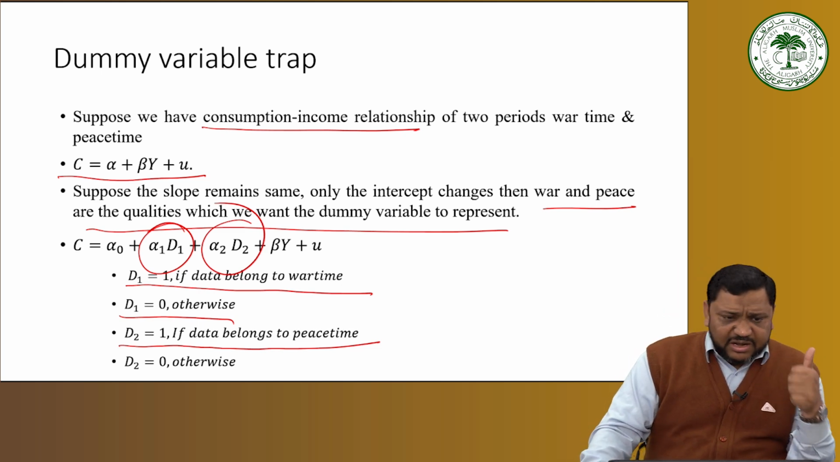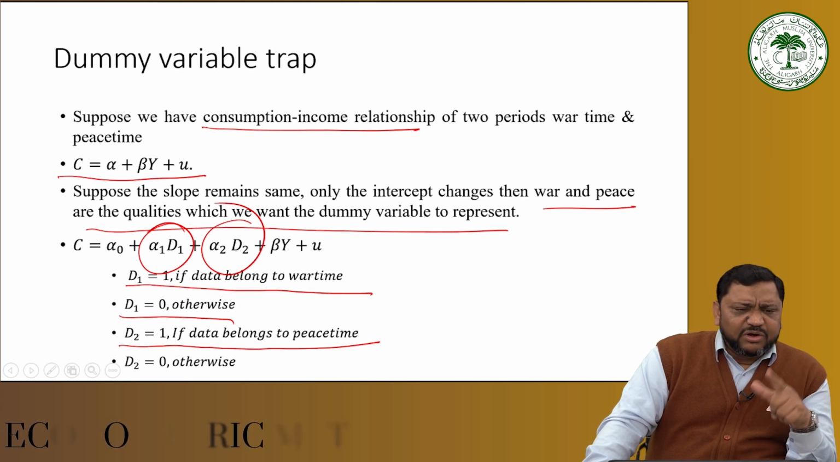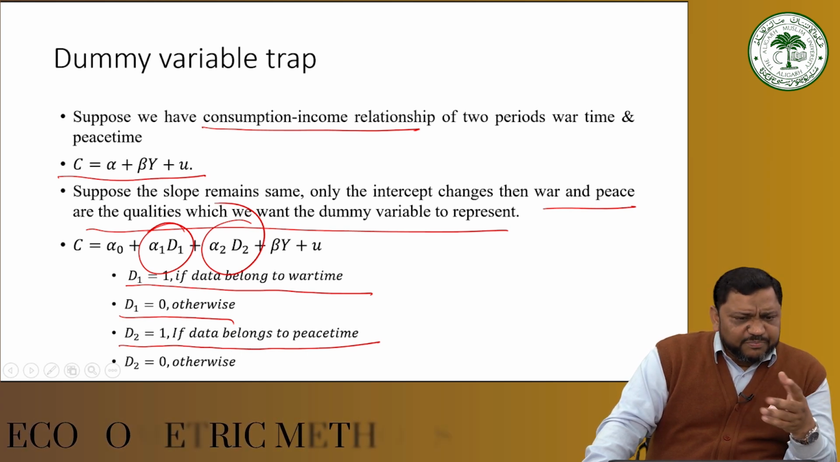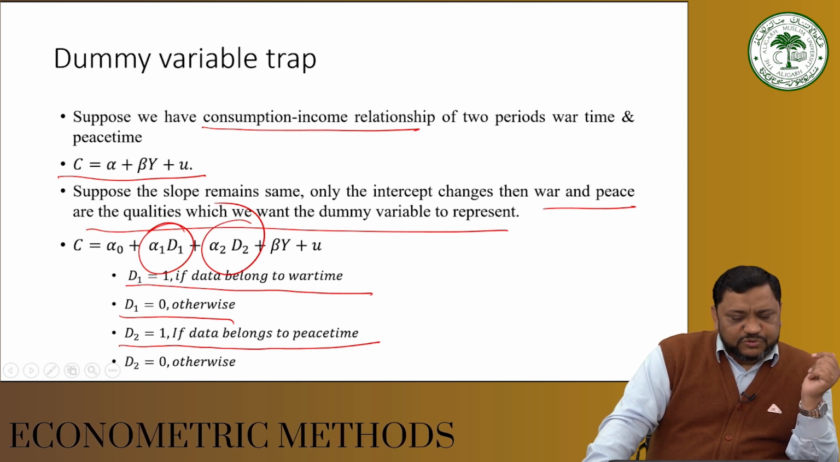Earlier the correct way basically was, D is equal to 1 for war, D is equal to 0 for peace, but we are not doing this. Now this will lead to computational issues.